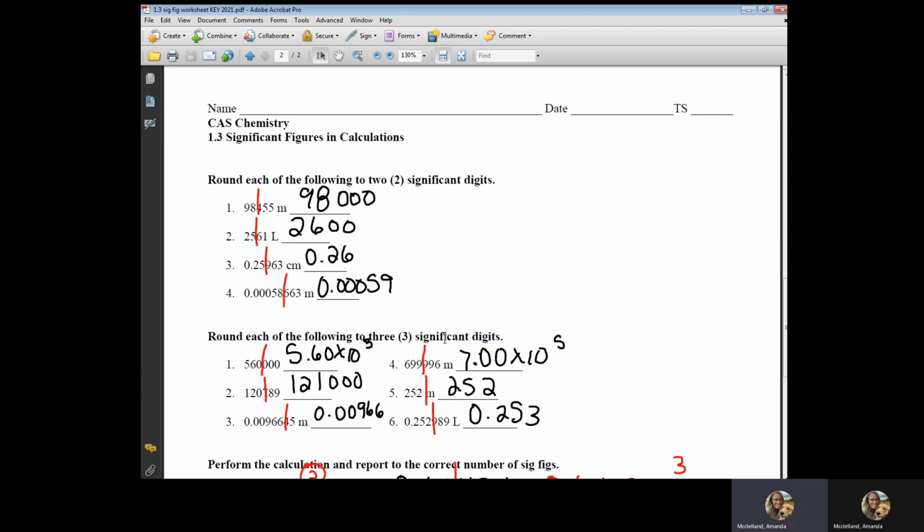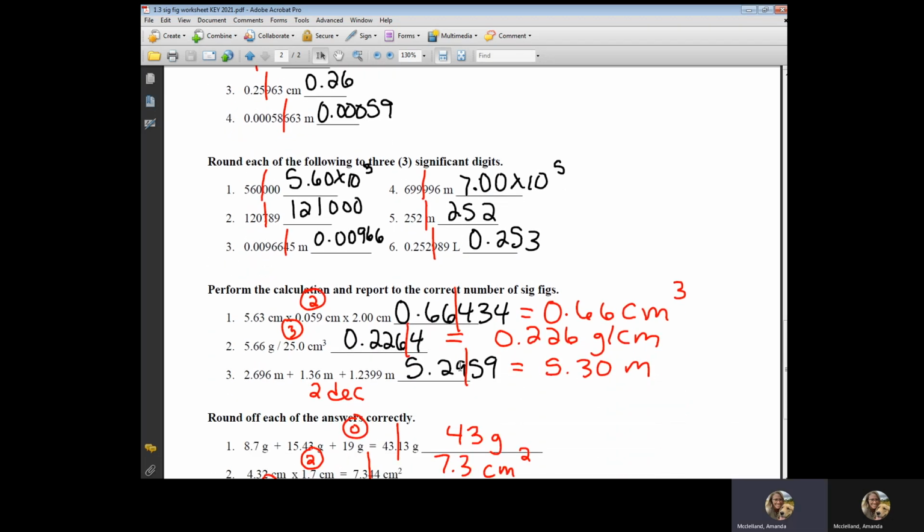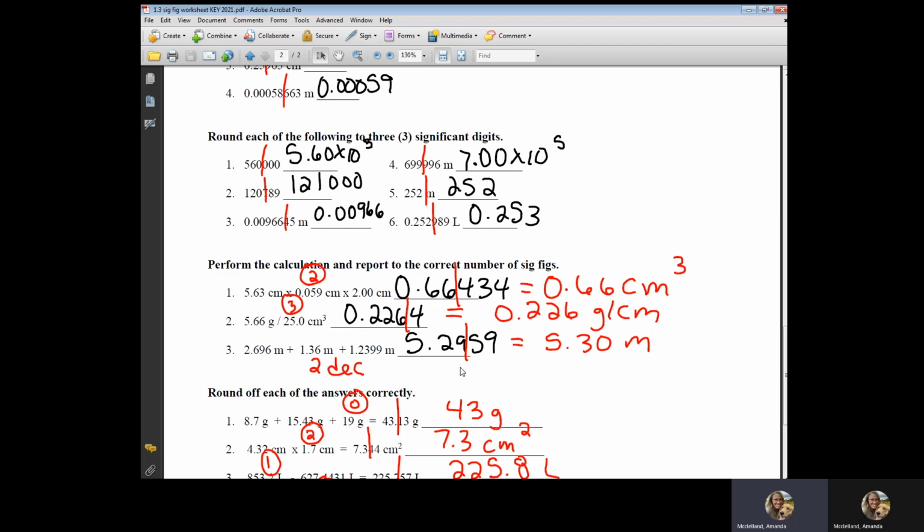Now this one over here, number 4, I needed 3 significant figures, but once I round that, it would be 700,000. So what I did was put it into scientific notation, because I needed 2 of the zeros to be significant. So scientific notation is our other way that we can create significant zeros. Again, these practice problems and this answer key are in the chapter folder. Let me know if you have questions on significant figures.